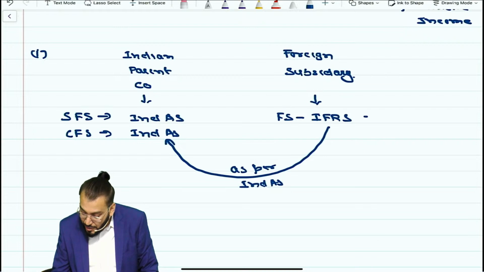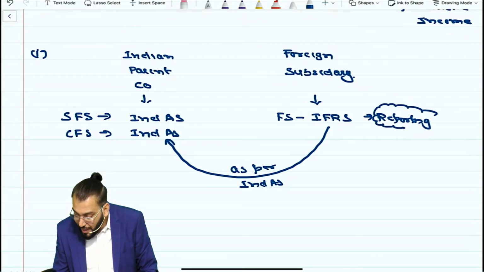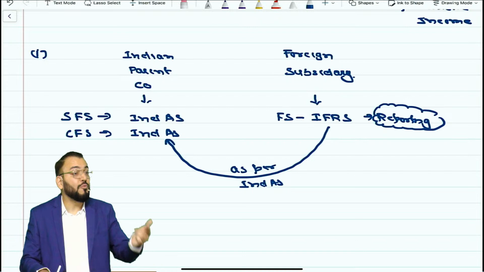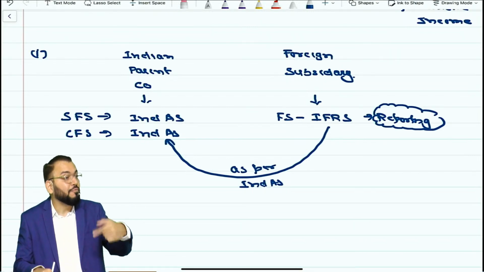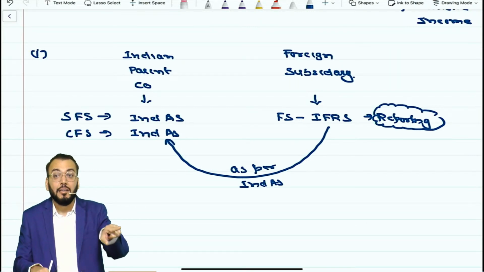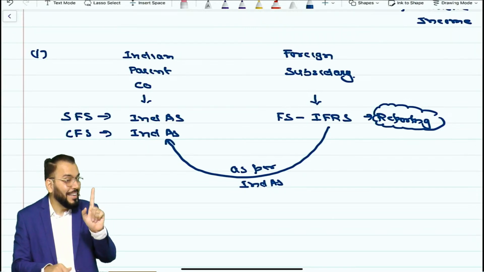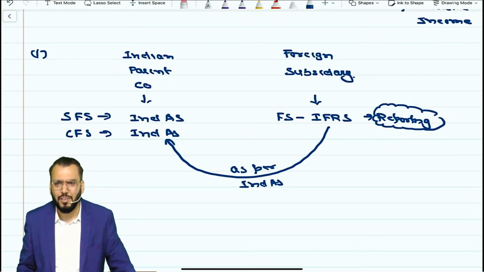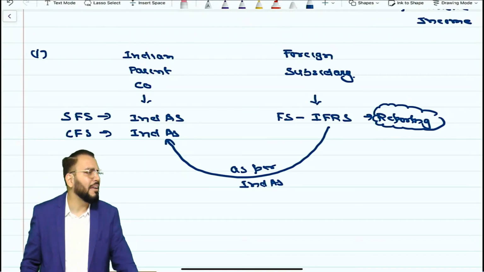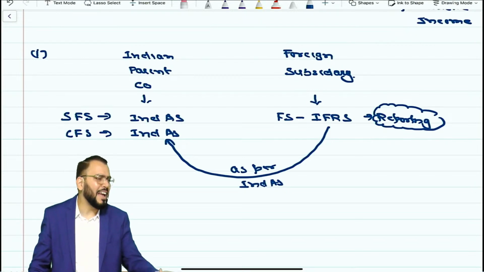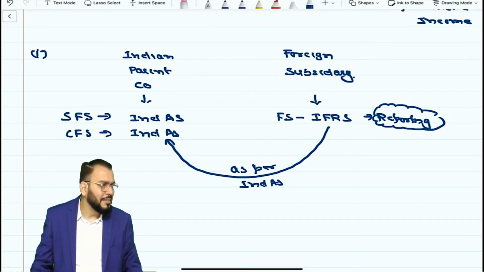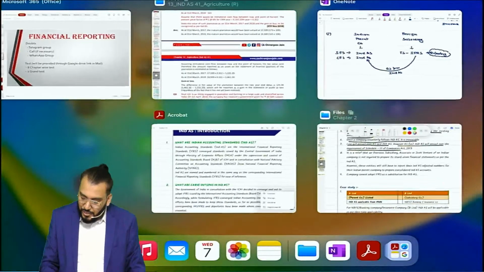But for reporting purpose, they are not preparing financial statements based on Ind AS. Only for consolidation purpose, they will provide information to the Indian parent company based on Ind AS, but they are reporting not as per Ind AS. Have you understood? This was the clarification given by the roadmap. Indirectly, we can say Ind AS is applicable. Clarification understood?